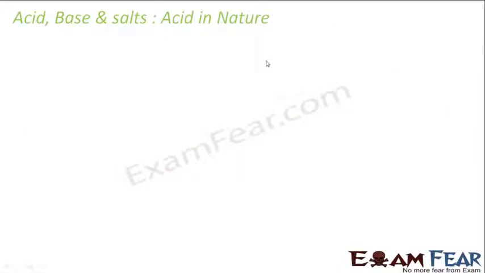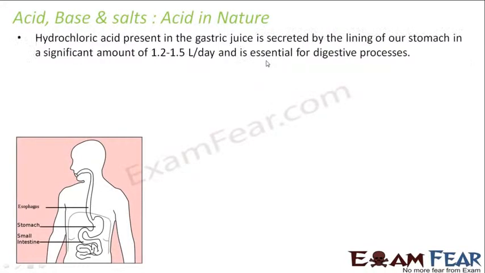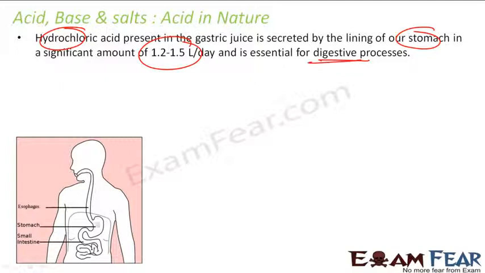So we talked a lot about acid, base and salt. Let's see this acid in nature, the things around us. If you see our body itself, hydrochloric acid is present in the body. It's a very strong acid and our body produces 1 to 1.5 liter per day in our stomach. And this is very critical for the digestive system.